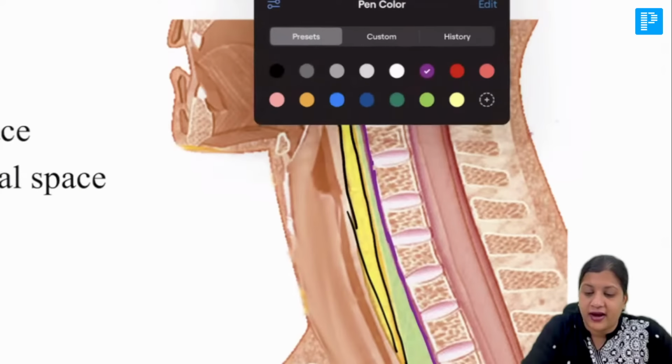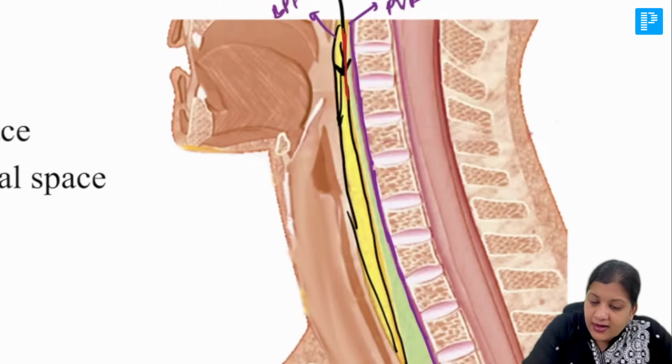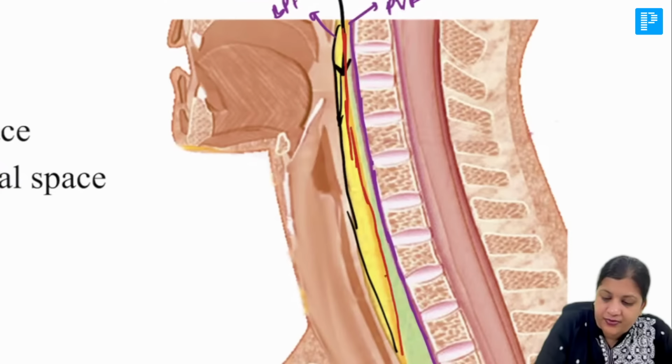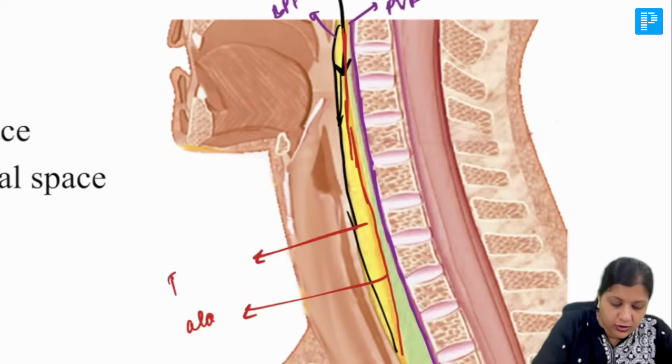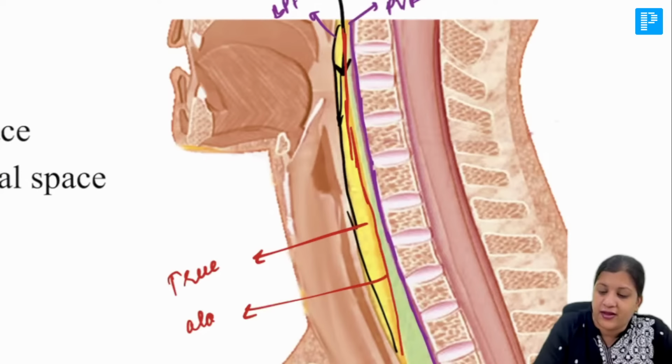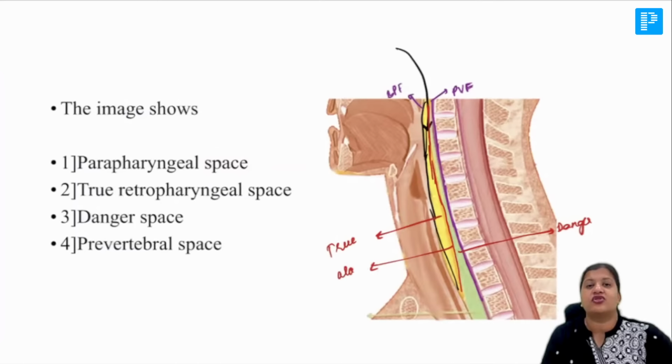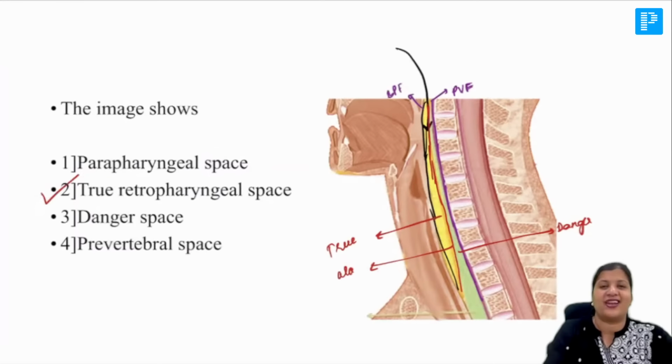Now this is divided into two compartments by another fascia. What is this fascia dividing it into two compartments? This fascia is called alar fascia. Correct? The anterior compartment, which is in yellow, is your true retropharyngeal space. Very good. All of you are answering it very well. The posterior compartment is called danger space. Perfect. So the image that is showing to you is your true retropharyngeal space.